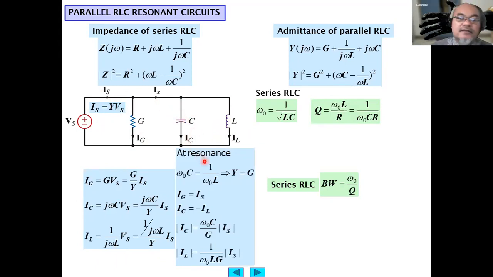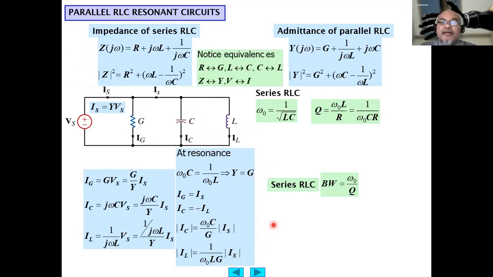At resonance, ω0 C equals 1 over ω0 L, and Y equals the conductance. IG will be equal to the current source, and IC equals negative IL. That's why the sum is 0 at the energy storing devices. IC equals ω0 C divided by G multiplied by IS, and IL equals 1 over ω0 LG times IS.